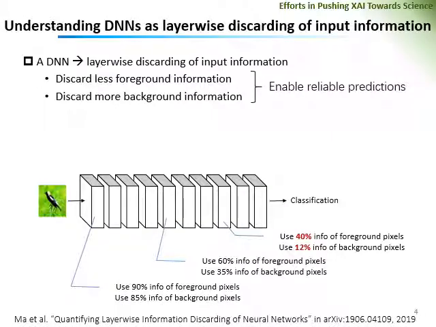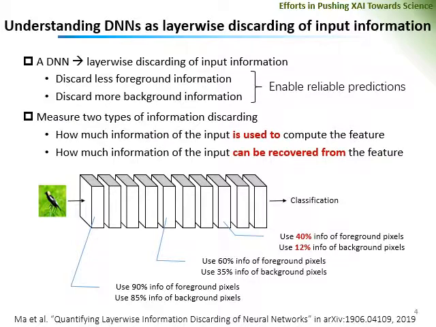We can consider the entire neural network as a layer-wise discarding of the input information. For example, in the low layer, the neural network may discard a certain proportion of the information of the input pixels, and in the high layer, the neural network gradually discards more and more information. But the neural network usually discards less foreground information, but discards more background information, in this way, to ensure reliable predictions.